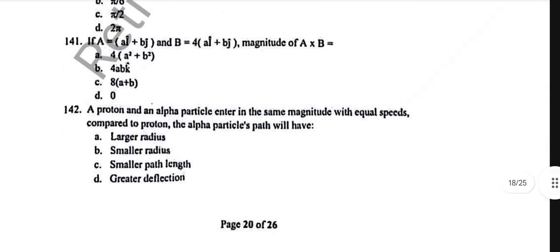Question number 142. A proton and an alpha particle enter the same magnetic field with equal speeds. Compared to the proton's, the alpha particle's path will have, and the correct option is A, larger radius. R is equal to mv upon qB. Alpha particle's mass is equal to 4m, charge is equal to plus 2e. So R is equal to 4m upon 2e, which is equal to 2r, therefore larger radius.